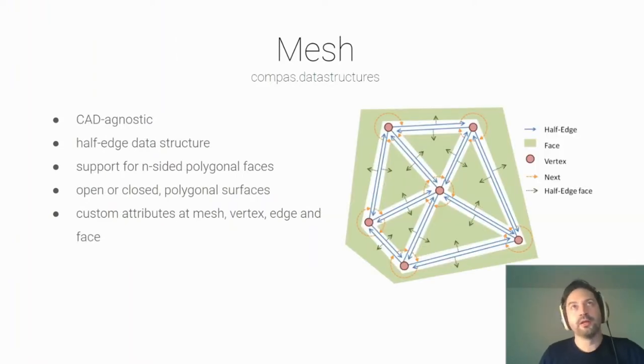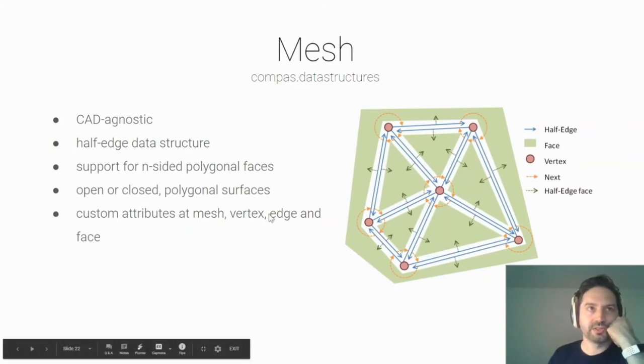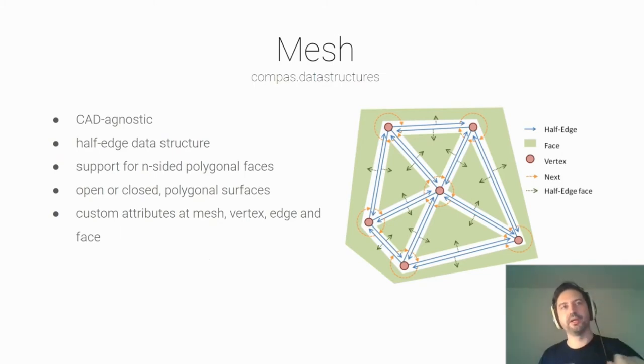In terms of data structures, I'll mention two main ones. That's the mesh data structure, of course. The main characteristic of it is that it's CAD agnostic, so you can use the mesh without a front end. It's a half-edge data structure. It supports n-sided polygonal faces. And this thing about custom attributes is a constant across the framework. Most of the things can be annotated at multiple levels.